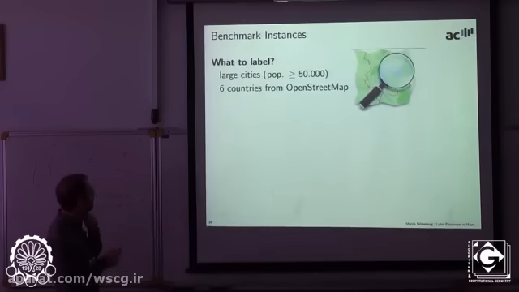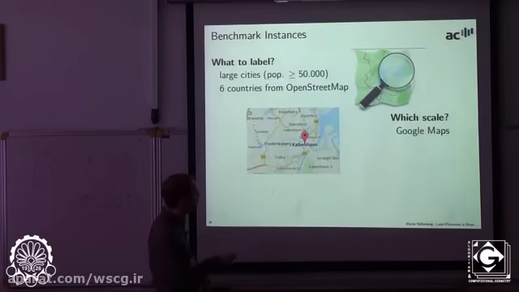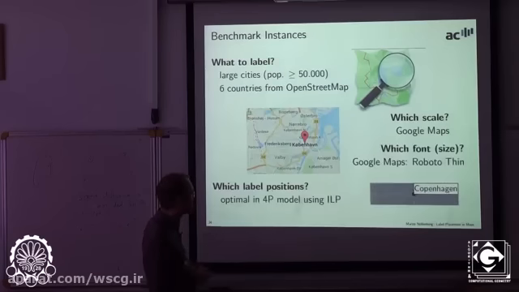What instances did we use? We chose a couple of large cities of more than 50,000 inhabitants from 6 countries, using OpenStreetMap data as our test instances. We need to select some kind of scale for which we do that, and we use the zoom levels that Google Maps uses.